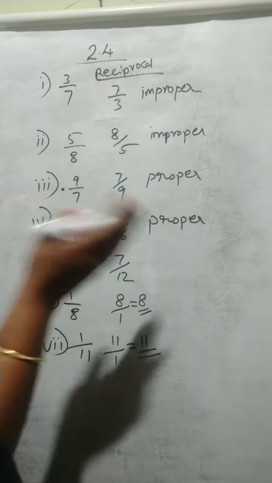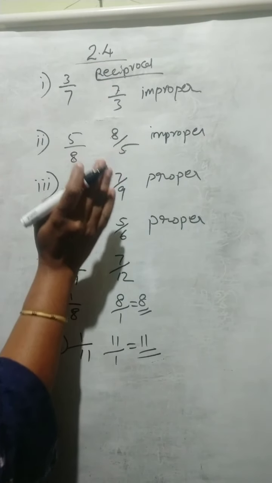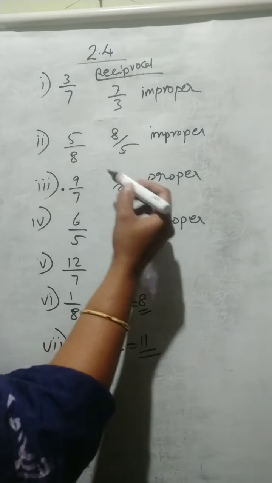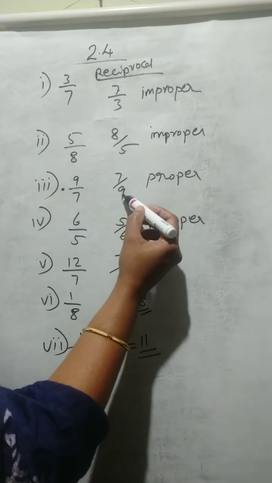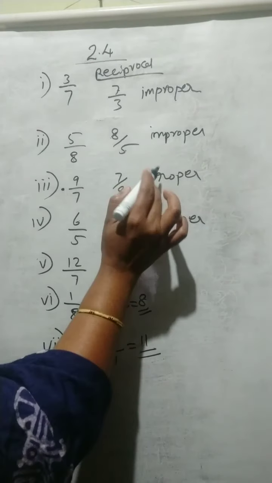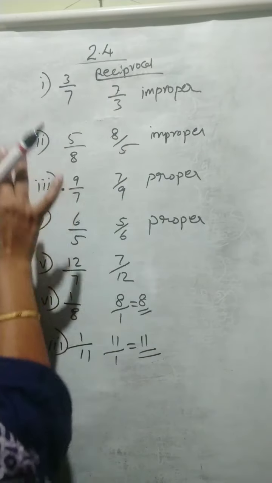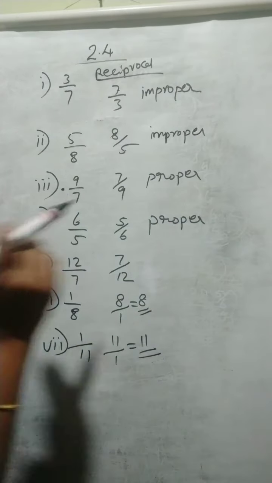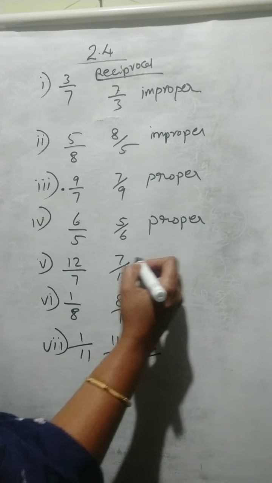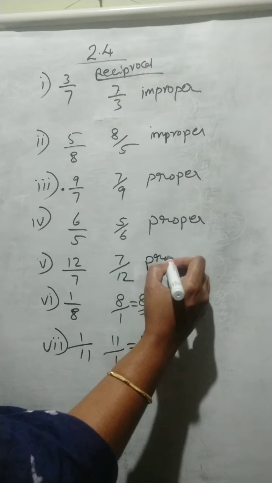What is improper and proper? If the numerator is greater than the denominator, that is an improper fraction. If the numerator is smaller than the denominator, then that is a proper fraction. The value is less than 1. For an improper fraction, the value is greater than 1. So next one, 7/12. Here 7 is smaller, 12 is greater. So proper fraction, less than 1.